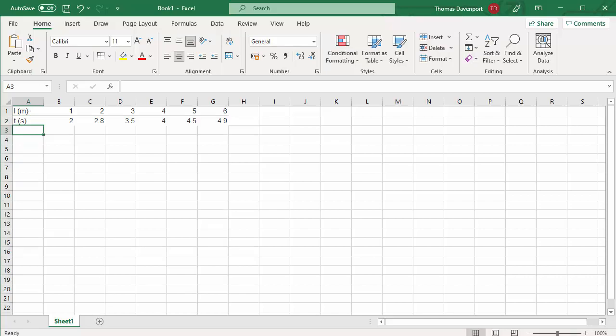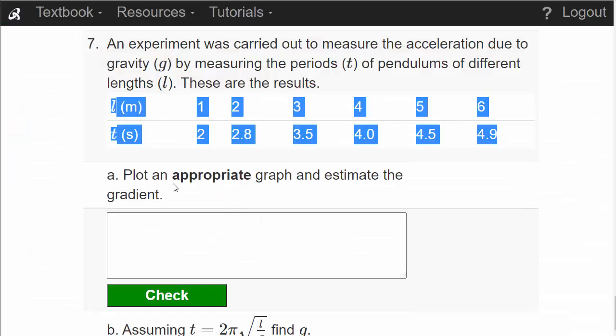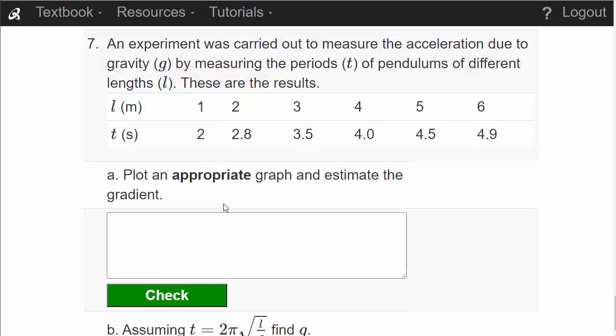Now just go back to the question for a second. Look at this. It says plot an appropriate graph, and appropriate is emboldened. Now that word isn't there by accident, it's giving you a clue as to what's going on. And what is going on is the equation for the pendulum is that T, the period, is equal to 2 pi root L over g. Okay, 2 pi times the square root of the length divided by g.